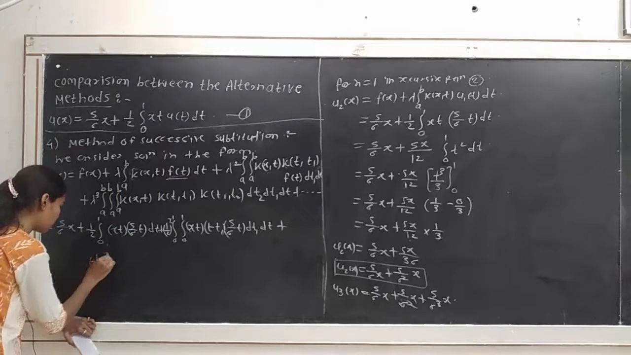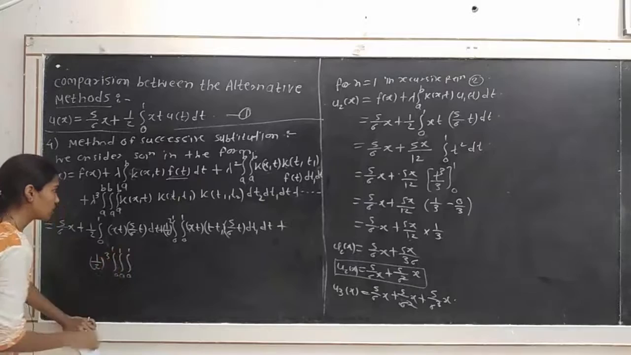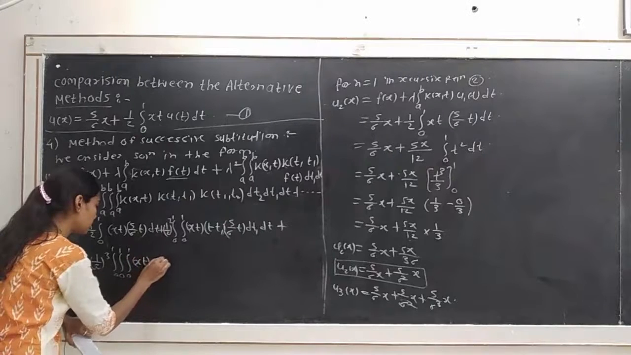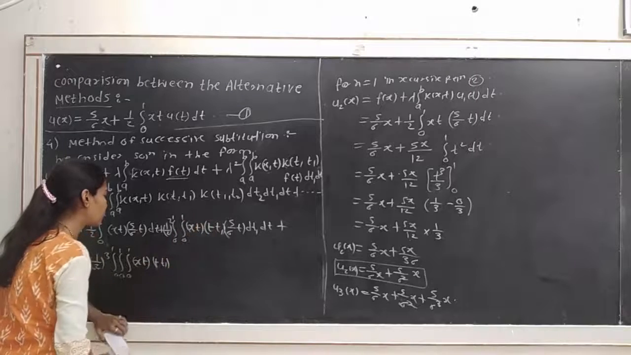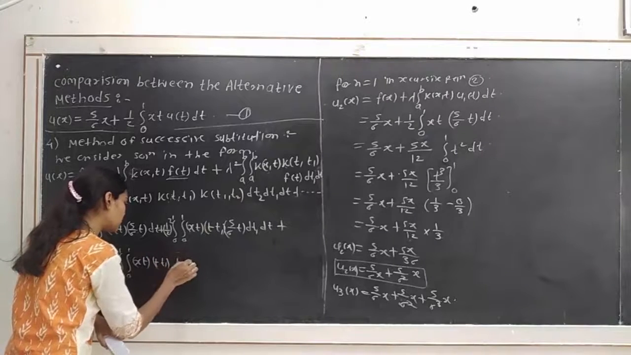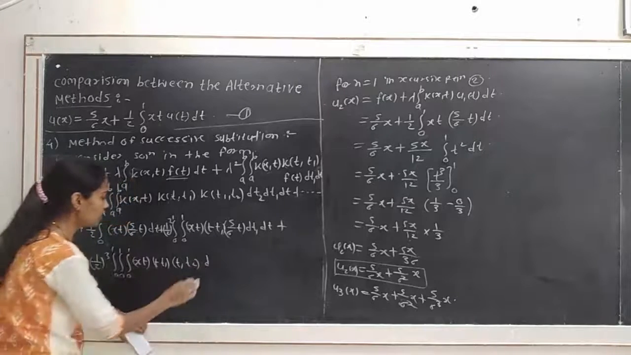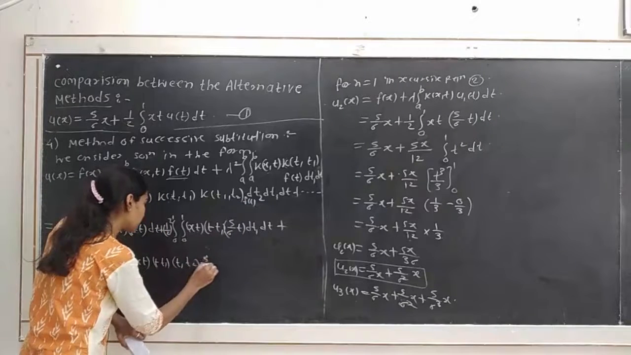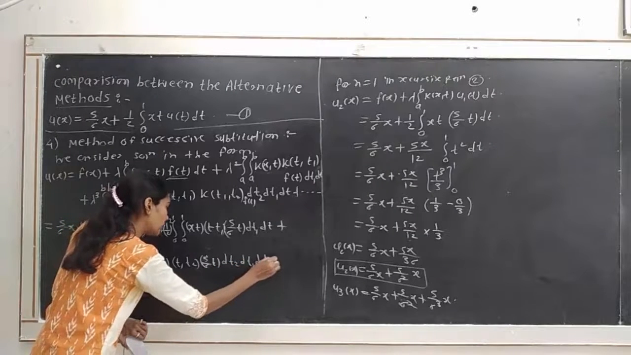Lambda will be 1 by 2, so 1 by 2 cube. Limits from 0 to 1, triple integral. Then kernel k of x t will be x into t, k of t t1 will be t into t1, where x is replaced by t and t is replaced by t1. Then in the next kernel, we have to write the kernel in terms of t2, that is x is replaced by t1 and t is replaced by t2, so t1 into t2, into f of t. Here f of t will be missing, right? So f of t will be again 5 divided by 6 into t, into dt2 dt1 dt.